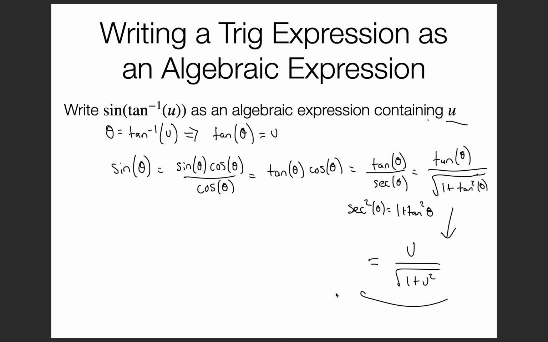Cosine is equal to 1 over secant. And so then I can change that equation into tangent over secant. Great. And then I know that secant squared is 1 plus tangent squared. So secant is equal to the square root of 1 plus tangent squared. And so that gets me to the final part of the expression, which is tangent of theta over the square root of 1 plus tangent squared of theta. And then I know that u is equal to the tangent of theta, and so I just substitute u's in, and I get the whole expression is equal to u over the square root of 1 plus u squared.